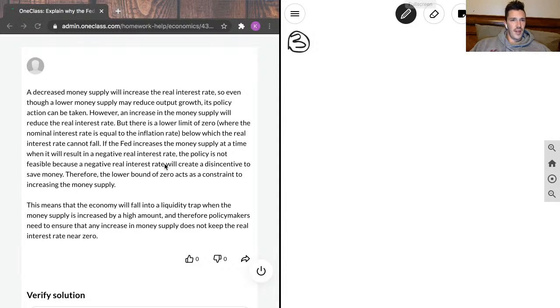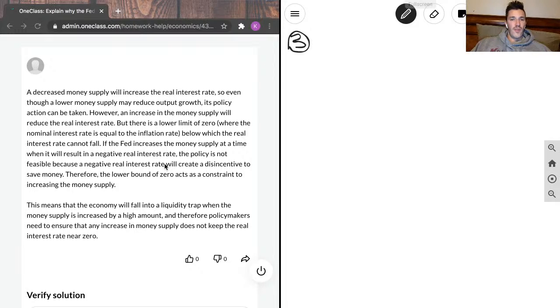But there's a lower limit of 0, where the nominal interest rate is equal to the inflation rate, below which the real interest rate cannot fall. If the Fed increases the money supply at a time when it will result in a negative real interest rate, policy is not feasible because a negative real interest rate will create a disincentive to save money. Therefore, the lower bound 0 acts as a constraint to increasing the money supply.